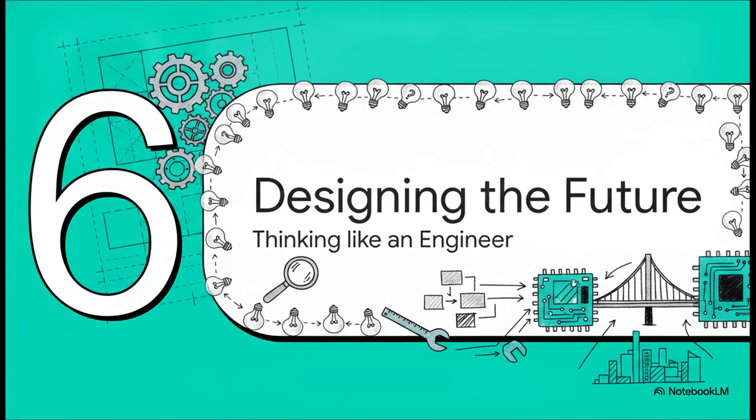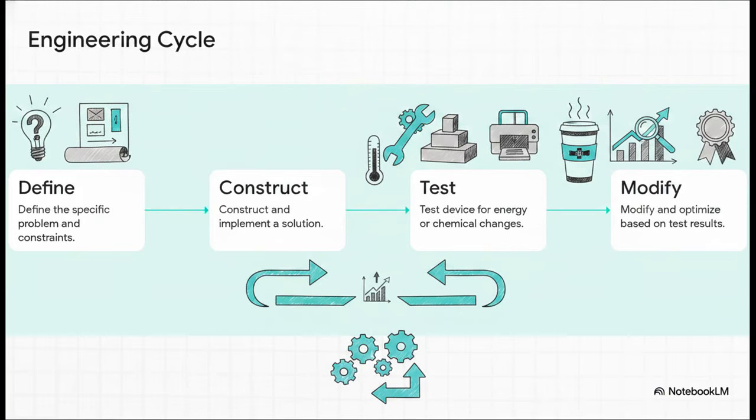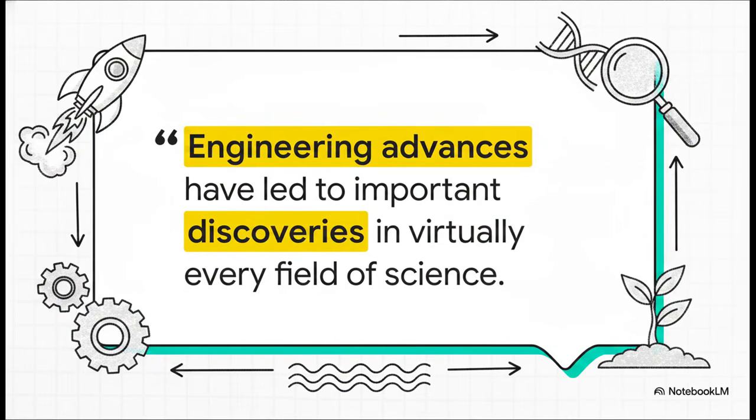Finally, Section 6, Designing the Future. This is all about thinking like an engineer. Let's see how all this builds into an actual, practical process. Your application task will be to use these exact concepts we've talked about to design a real device. Think along the lines of a chemical cold pack that utilizes a strong endothermic reaction, or maybe an insulated cup designed to maximize thermal energy transfer. You'll define your specific constraints, construct a solution, test it for energy changes, and then optimize it based on your results. As the next-generation science standards point out, engineering advances have led to important discoveries in virtually every field of science.